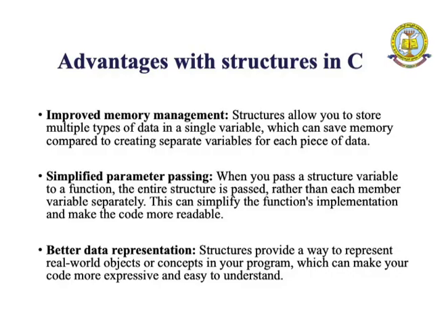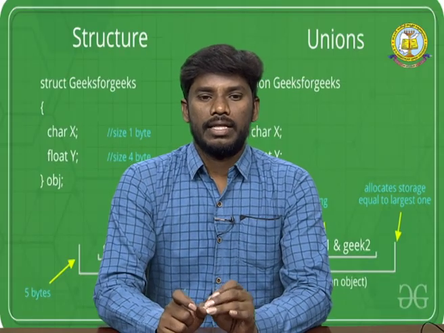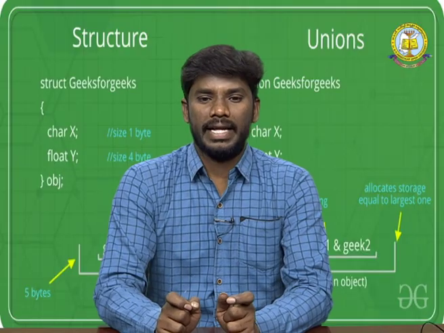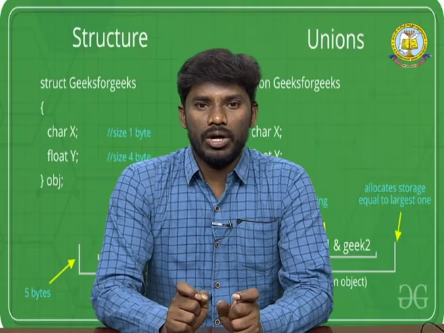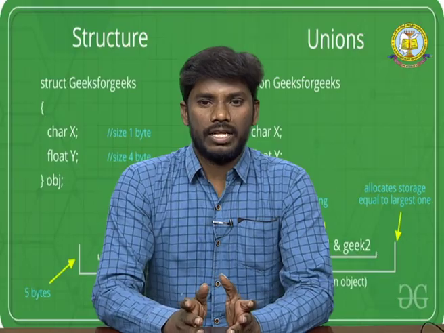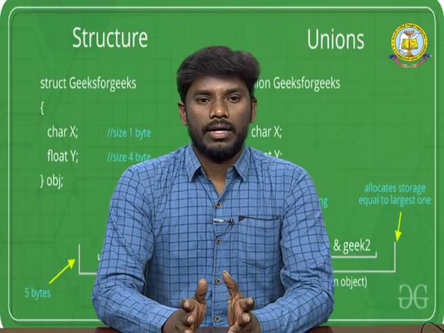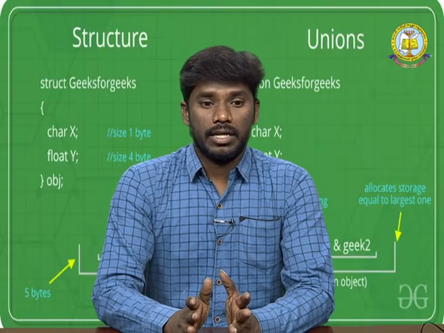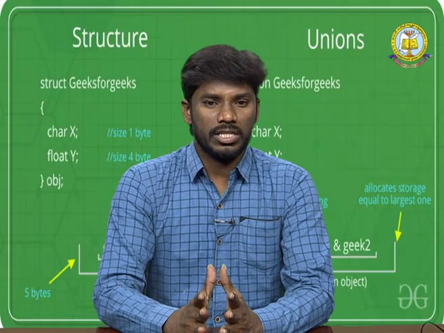The other advantage is simplified parameter passing. When you pass a structure variable to a function, the entire structure is passed rather than each member variable separately. This can simplify the function's implementation and makes the code more readable to the user as well as the compiler. And another advantage is better data representation using structures.